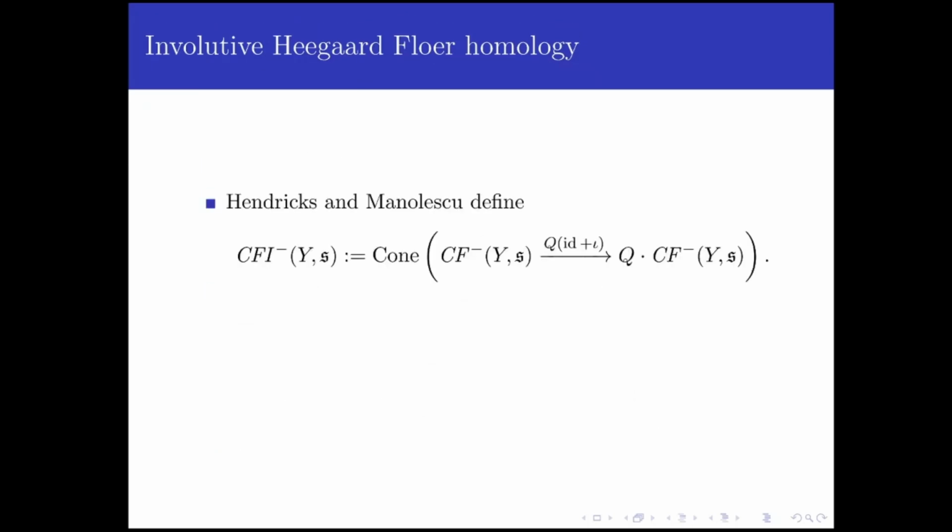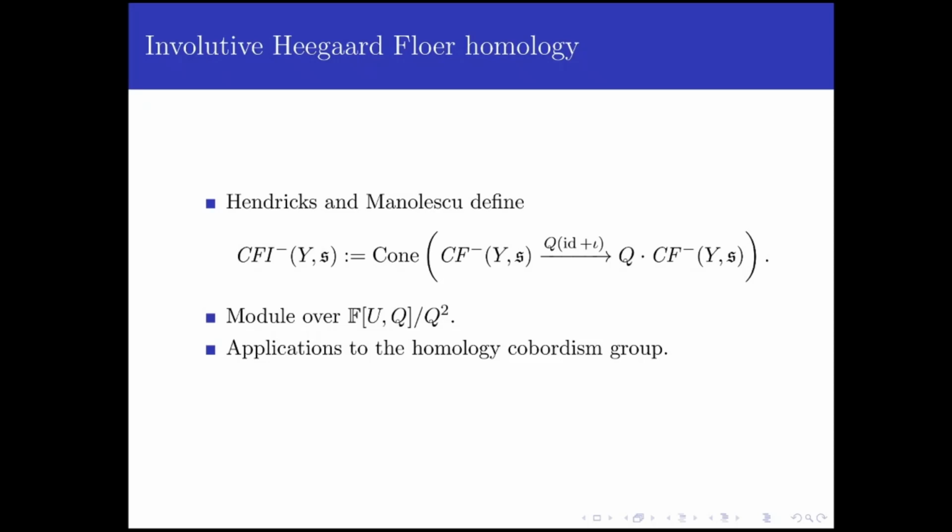So the involutive Floer complex, CFI minus, is defined as the mapping cone of 1 plus iota. In this formula we have this Q variable added in, and that's just formally added into the mapping cone complex, because if we do this, we can actually view it as a module over F adjoin U, Q mod Q squared, where the action of Q takes the domain of the mapping cone to the codomain. And this has had applications to the homology cobordism group.